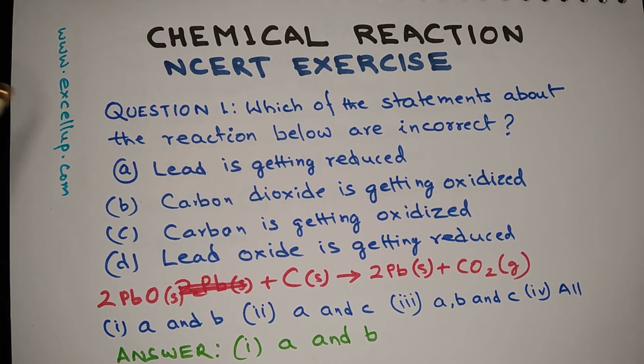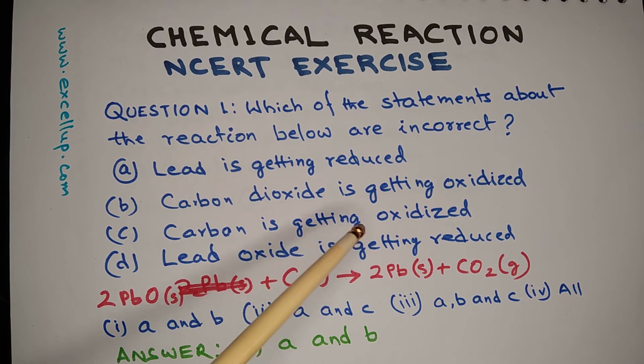Question number 1 is, which of the statements about the reaction below are correct? A is lead is getting reduced, B carbon dioxide is getting oxidized, C carbon is getting oxidized, and D lead oxide is getting reduced. And the equation is 2PbO plus C is equal to 2Pb plus CO2.